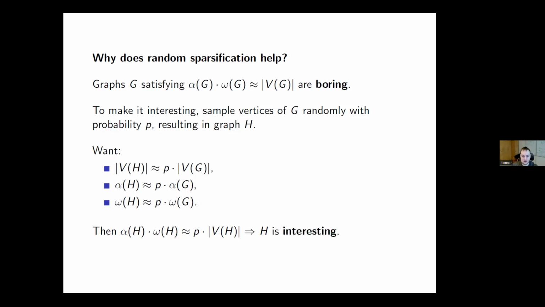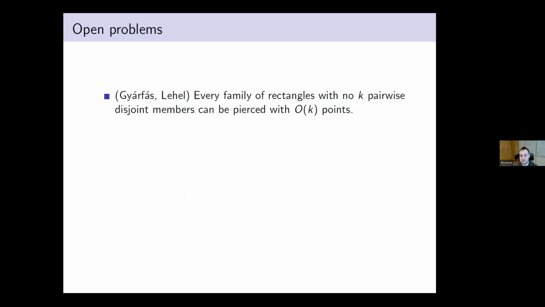So let me finish my talk with some open problems. Let me recall some of the things I've already said. There was, first of all, this conjecture of Gyárfás and Lehel that every family of rectangles with no k pairwise disjoint members can be pierced by a linear number of points. There was an even more precise conjecture of Wagner that this O(k) can be replaced with 2k minus 1. But again, I don't believe that to be true, but this actually might be doable. I'm not even sure if I believe this is true.